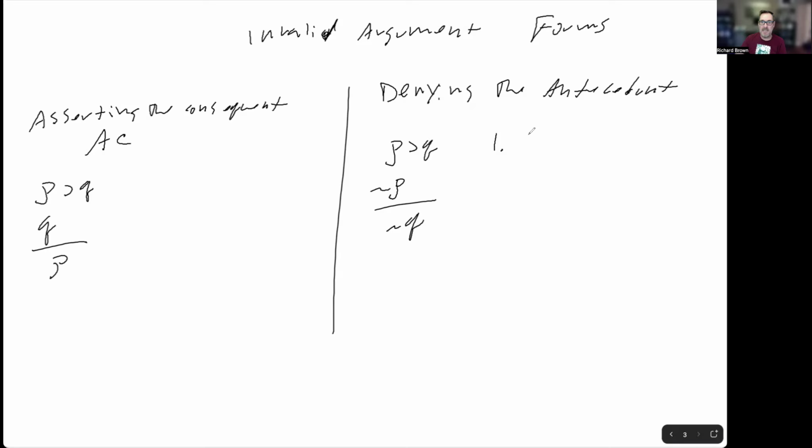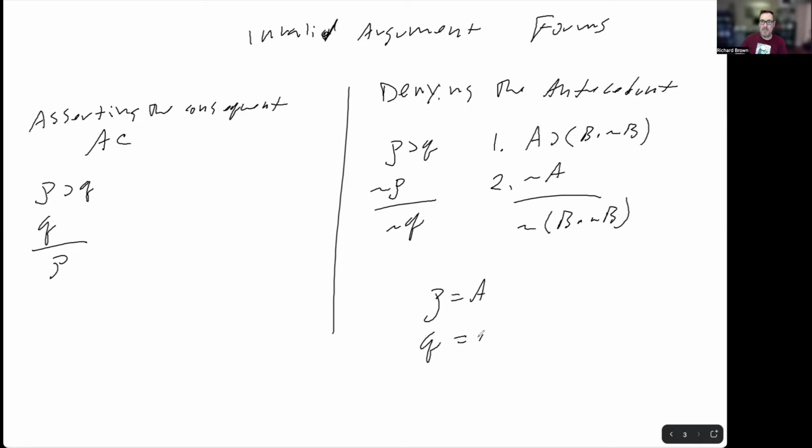So one example that's kind of artificial, but I think would work is if you say, well, look, if you have A and it horseshoes B dot tilde B, so there you go. And the second premise would say tilde A, and the conclusion would say, therefore, tilde parentheses B dot tilde B. And once again, it looks like you have the P term being A, and the Q term being B dot tilde B. And then this says P horseshoes Q, and then you have tilde of the P, and then you have tilde of the Q over here. So it does look like it has the form of denying the antecedent.